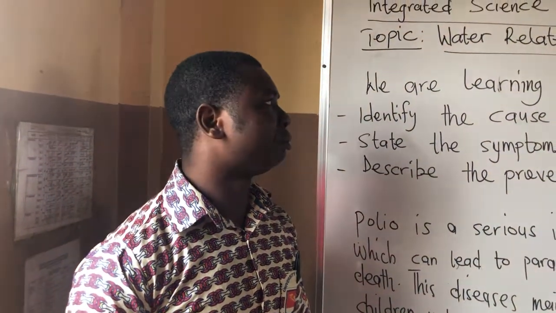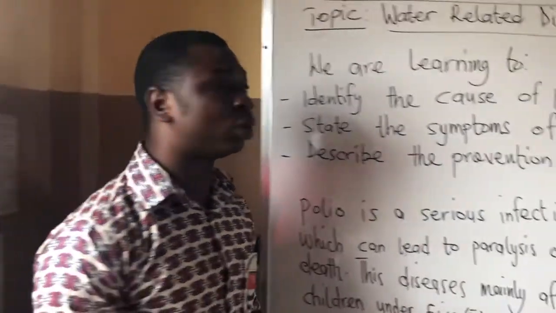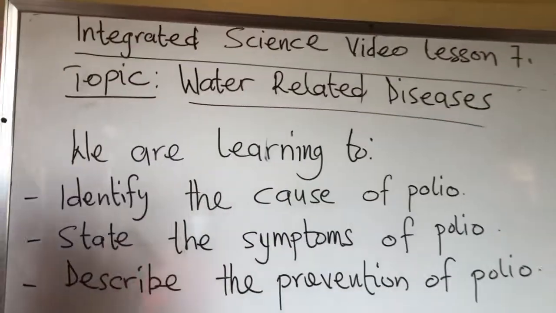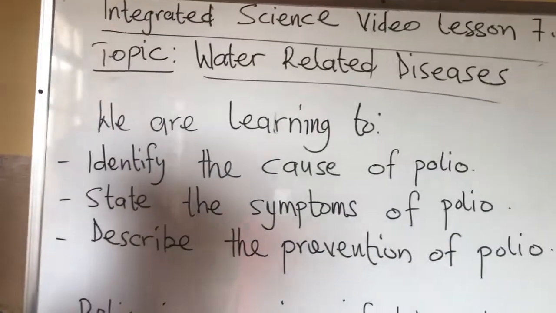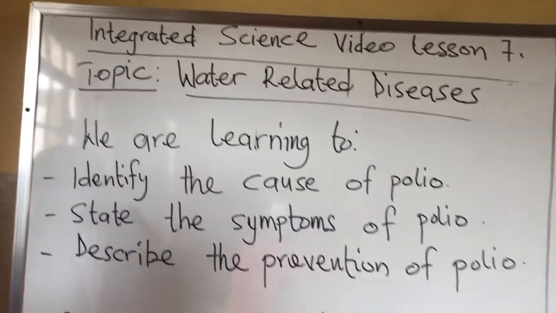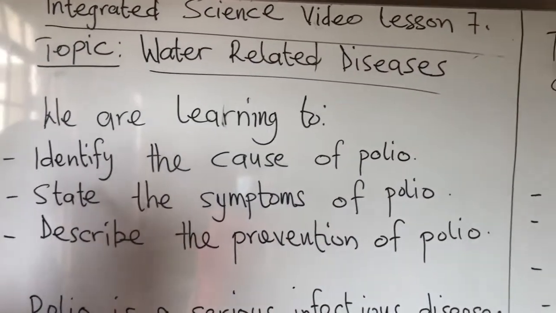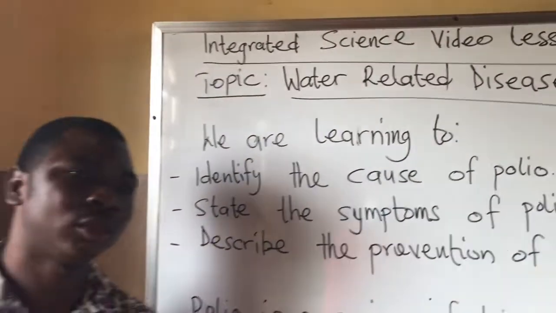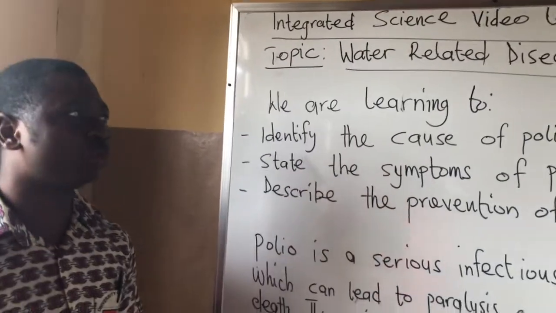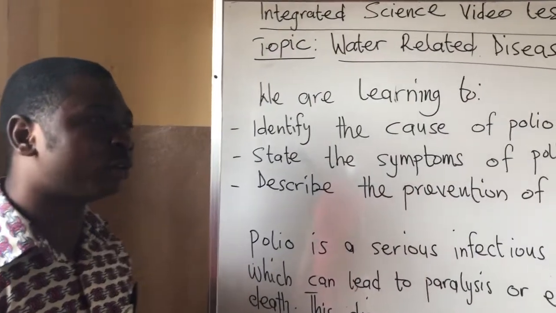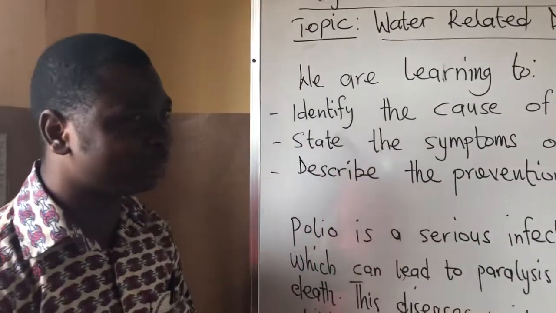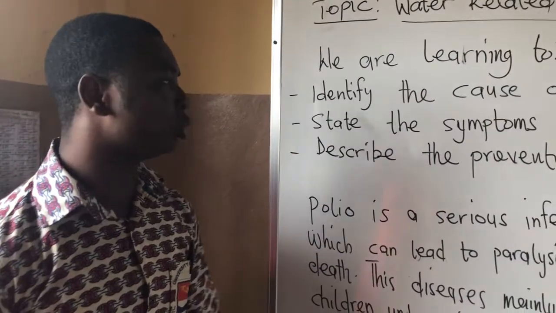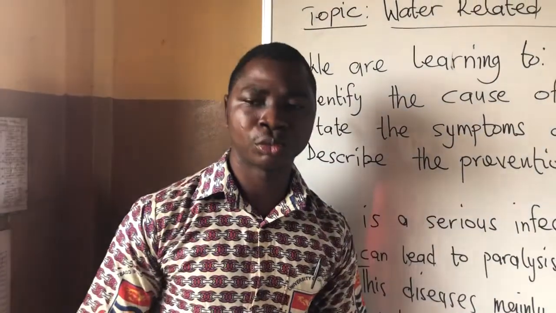What are we learning today? We are learning to identify the cause of polio, state the symptoms of polio, and then describe the prevention of polio. Good. After we finish the lesson, I know you'll be able to know the cause of polio, the symptoms or signs of polio, and the prevention of polio.